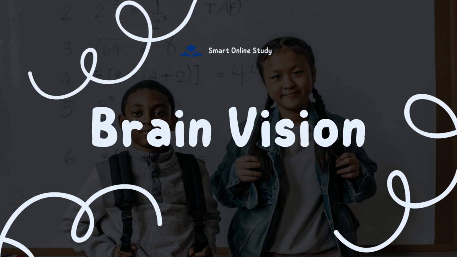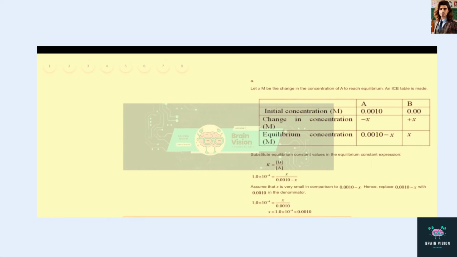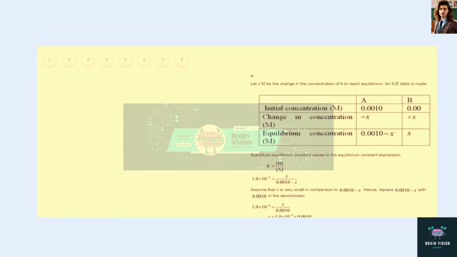Welcome to Brain Vision. While solving these problems, we prepare an ICE table and substitute the concentration values into the equilibrium constant. We make an approximation and solve the equilibrium constant expression to obtain a value of x, where x is the change in concentration. Then we check if the approximation is valid.